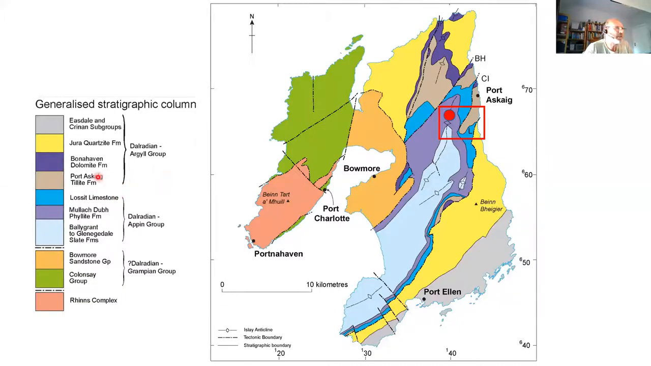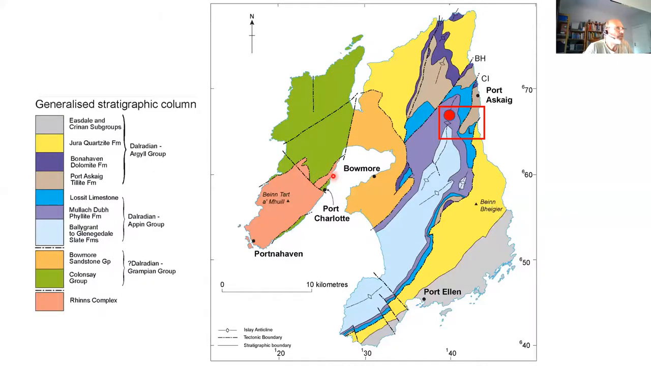The Port Askeig Formation is coloured brown here, so we're going to be looking at this, and in this area only. So we're not going to stray up around the Port Askeig area or into this territory up here, which is a slightly different area, and that's a different topic. It would be too much to do all that today as well. There's more Port Askeig tillite in the north part of Islay. We're going to concentrate on this little wee section down here near the village of Ballygrant.